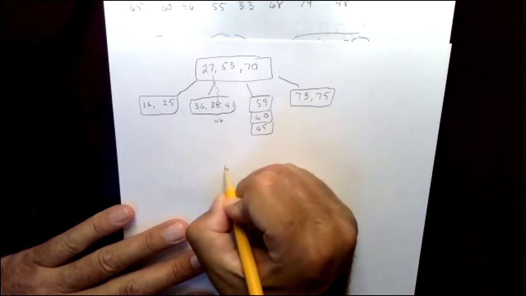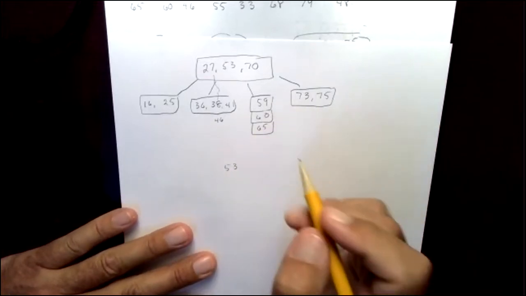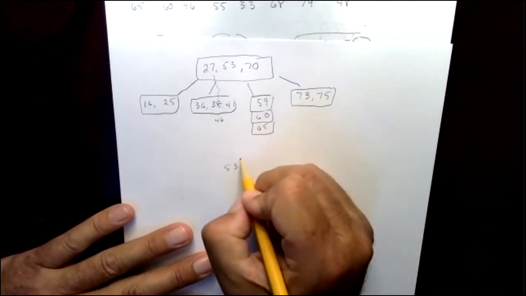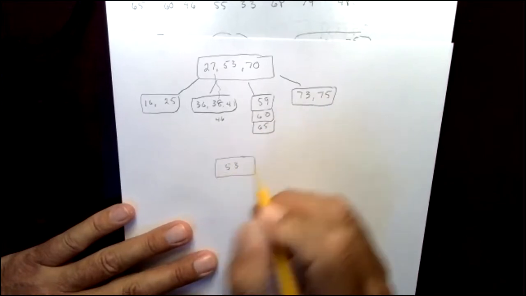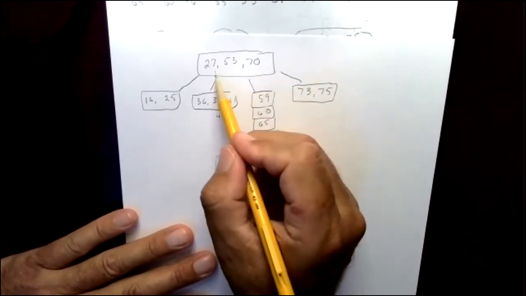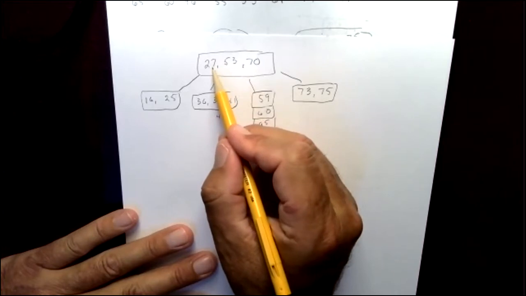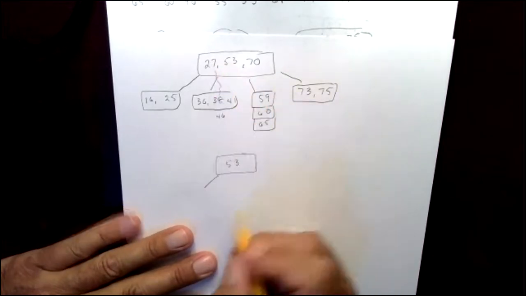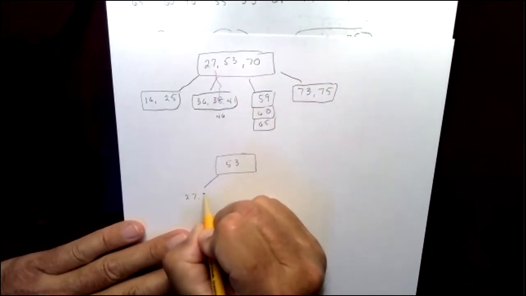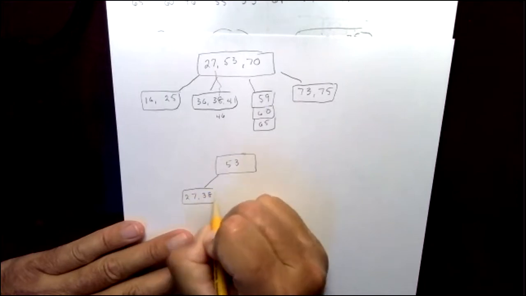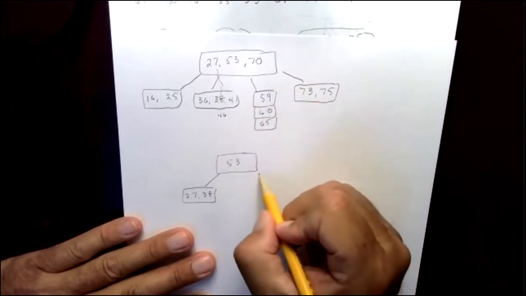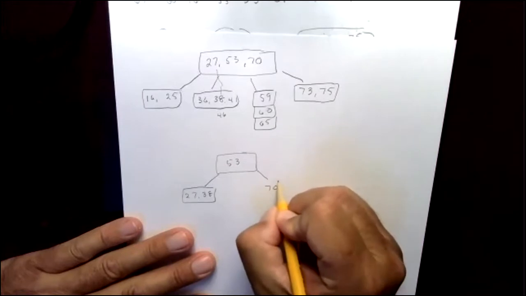So now I have 53. I had to go to a new level. 53 has two guys coming out of it. The numbers to the left, which are the 27 and the 38. And to the right is going to be the 70.